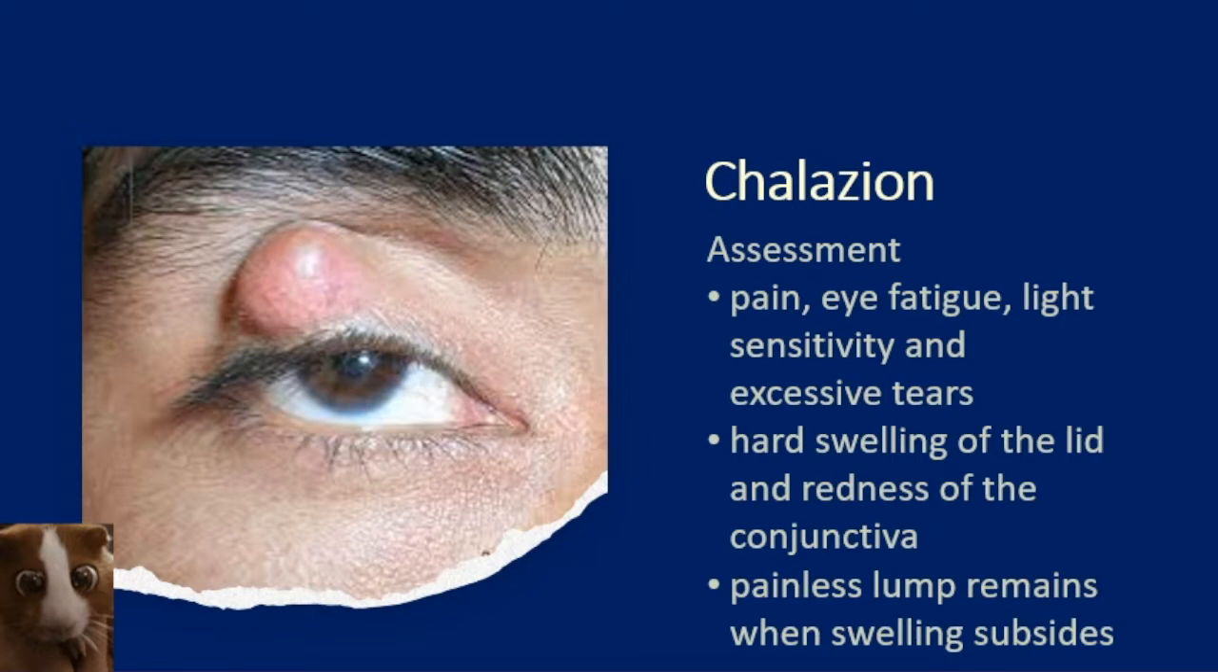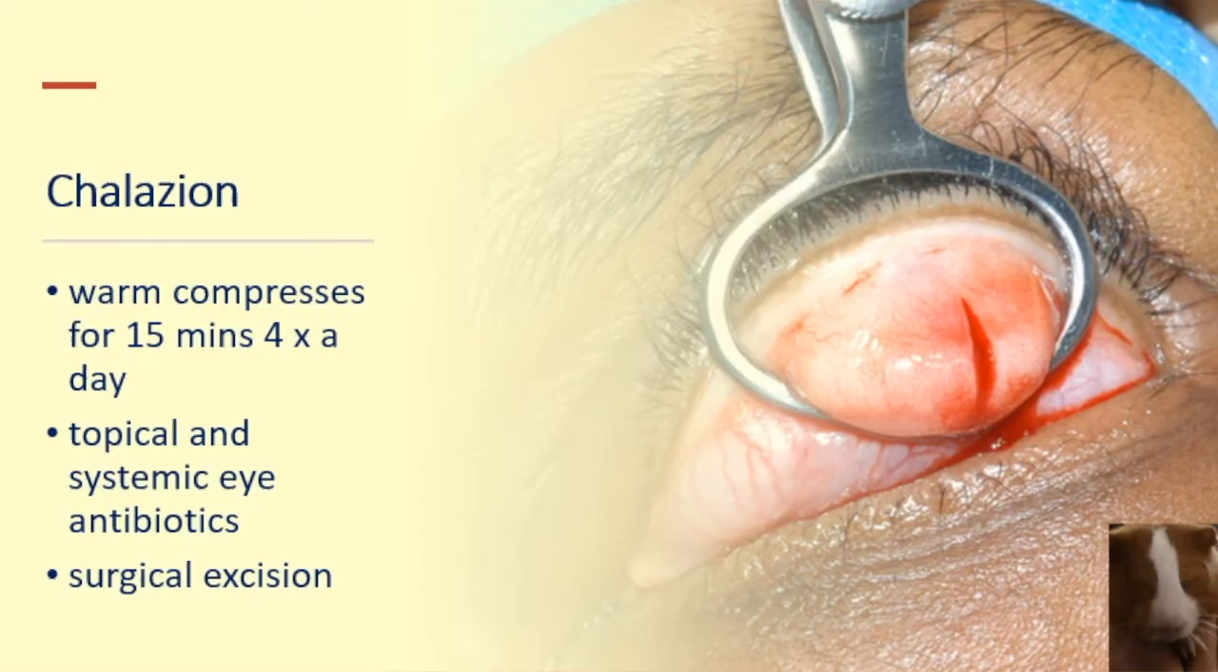Now, what do we do for this patient because of the discomfort that your patient is having? You can still have your warm compress. Warm compress is recommended for 15 minutes, 4 times a day. Then we can have your topical and systemic eye antibiotics, that is if there is an underlying infection. If there is none, we usually use anti-inflammatory agents only, because as I have mentioned, chalazion is not usually associated with infection. Then, if not, we have your surgical excision. Surgical excision needs to be done.